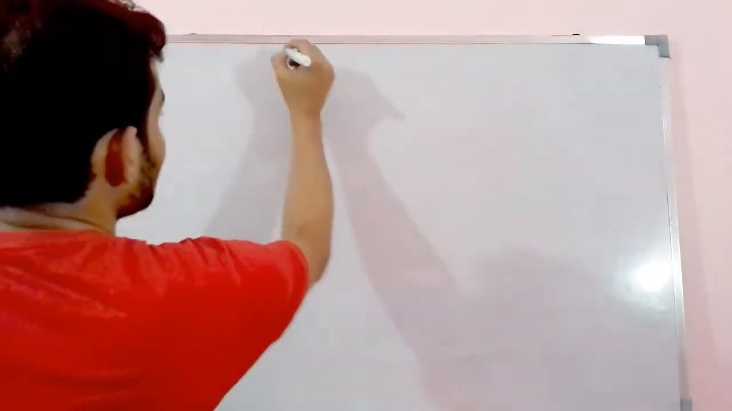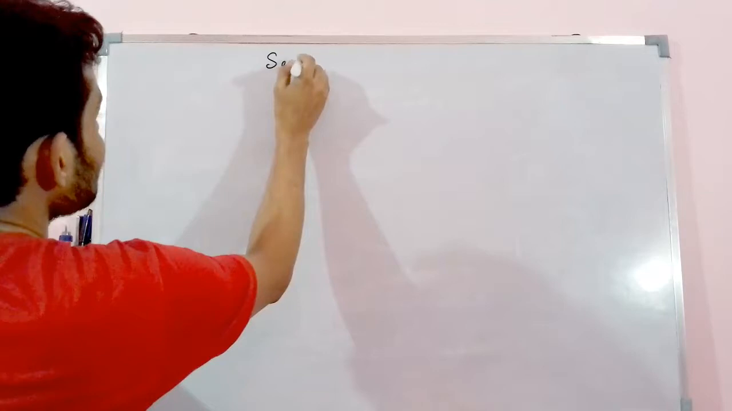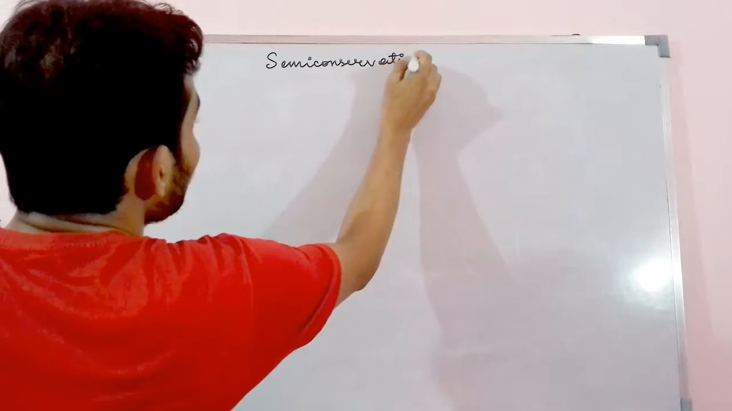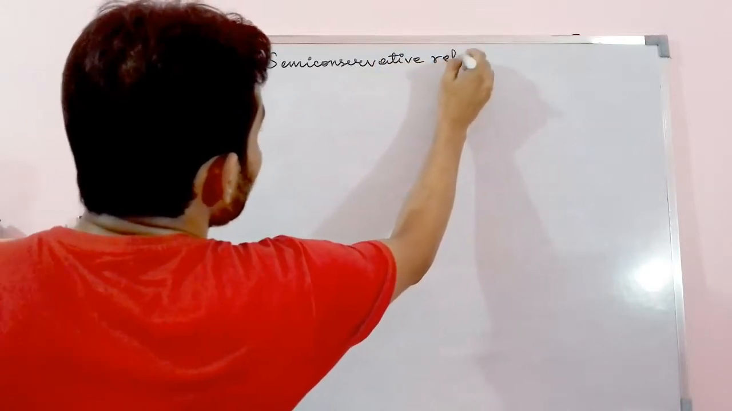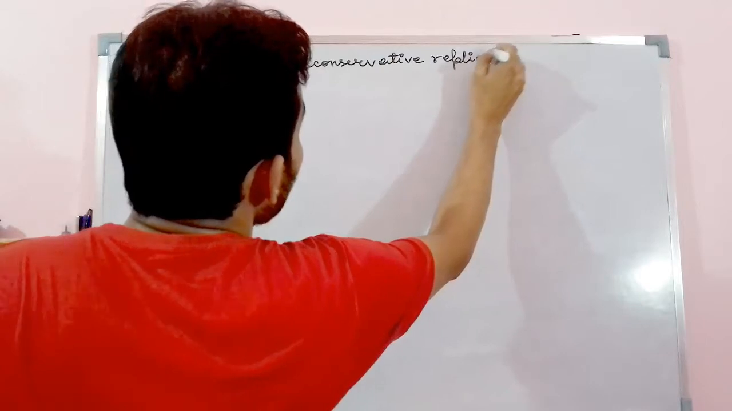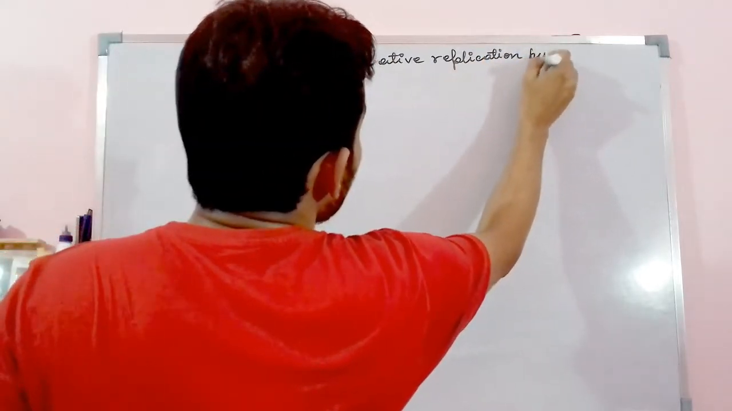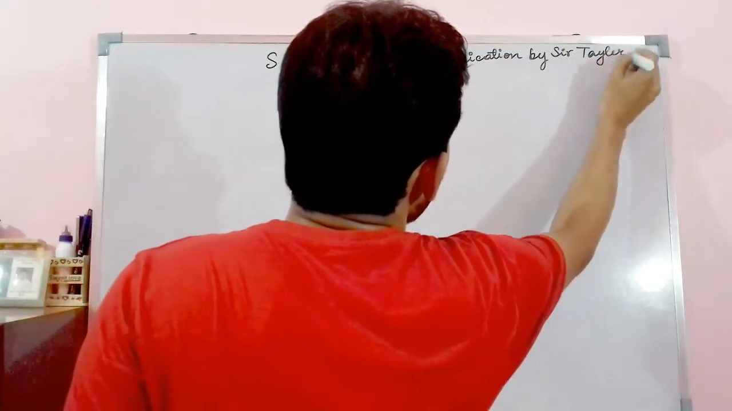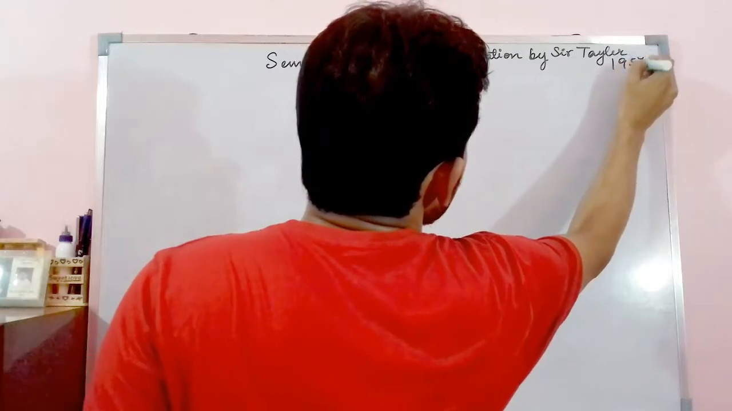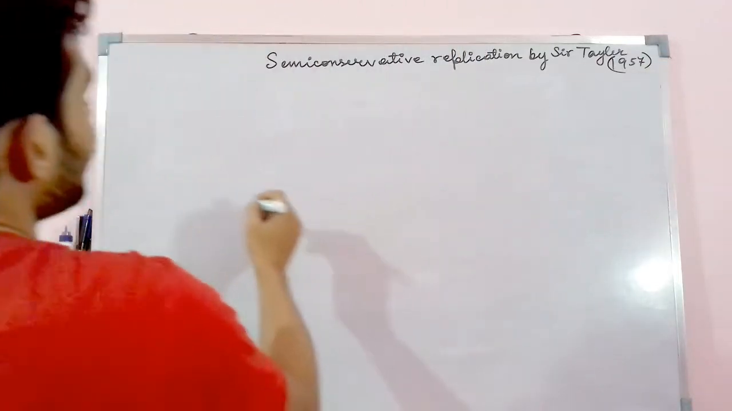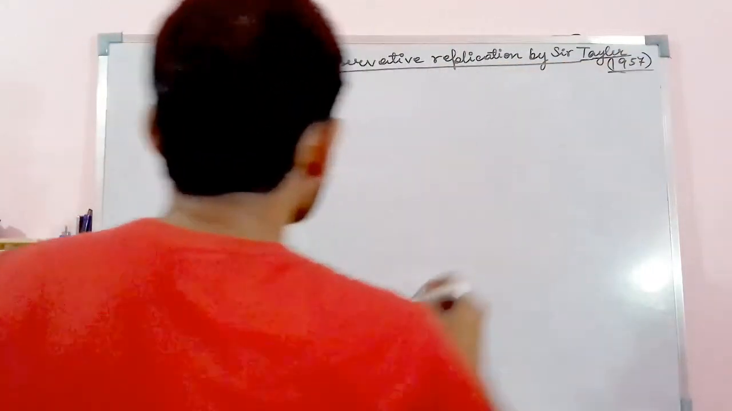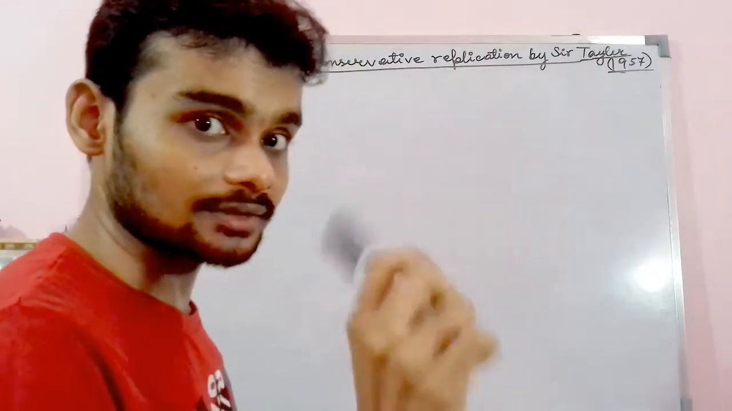So what Taylor did, if I put the heading as semi-conservative replication by Sir Taylor in 1957. Okay. Now, let me draw the structure of an X chromosome.